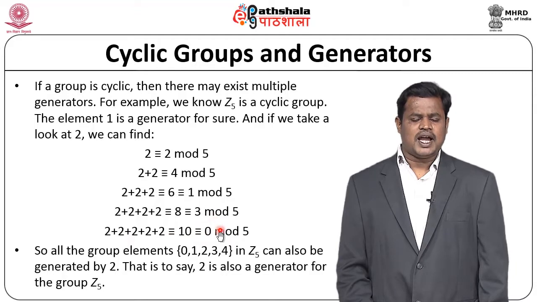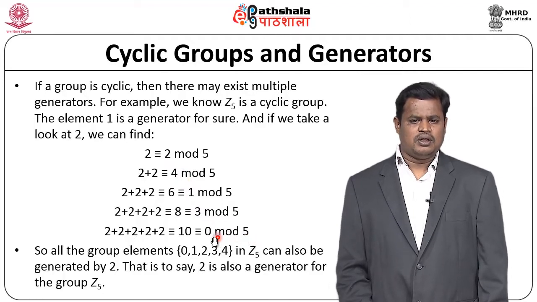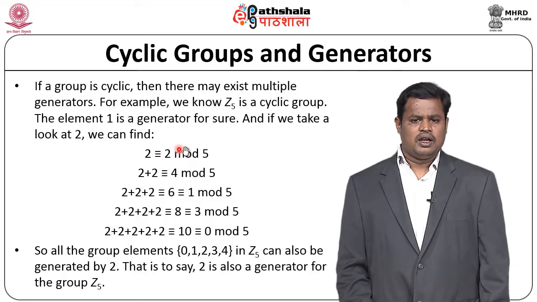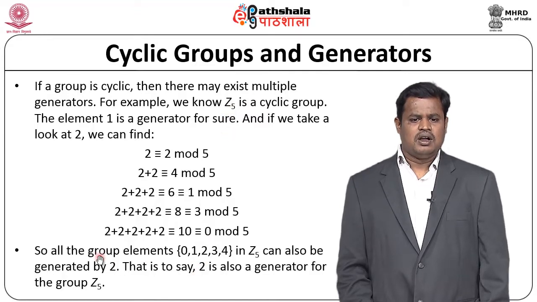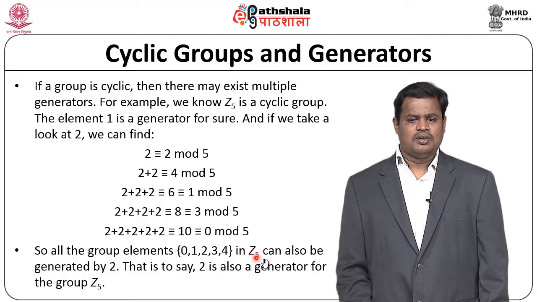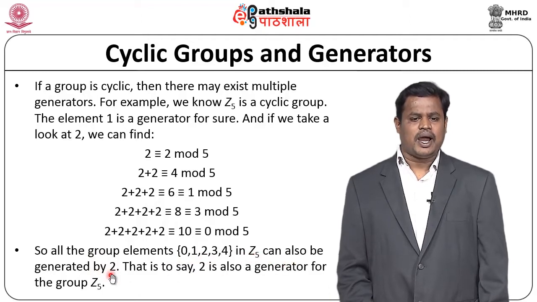Again, you can see that if I go, for example, here, 0, 1, 2, 3, 4, till 5, I will get 0, 1, 2, 3, 4. That is what our elements within this particular cyclic group Z of phi. So, what are the elements here we have? All the group's elements are 0, 1, 2, 3, 4 in Z phi, and can also be generated by 2.